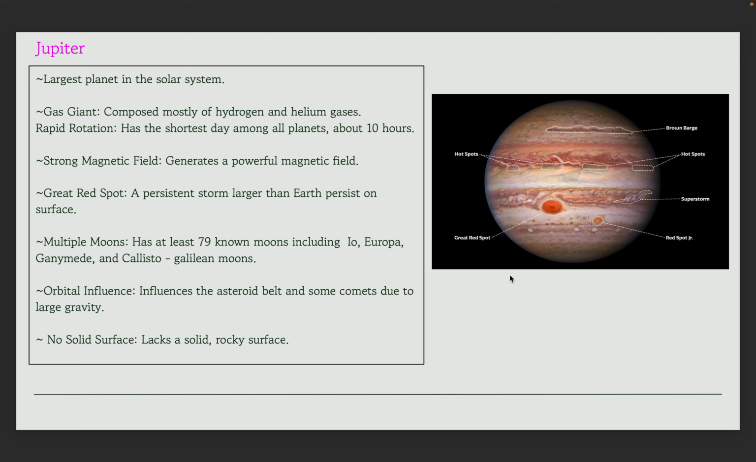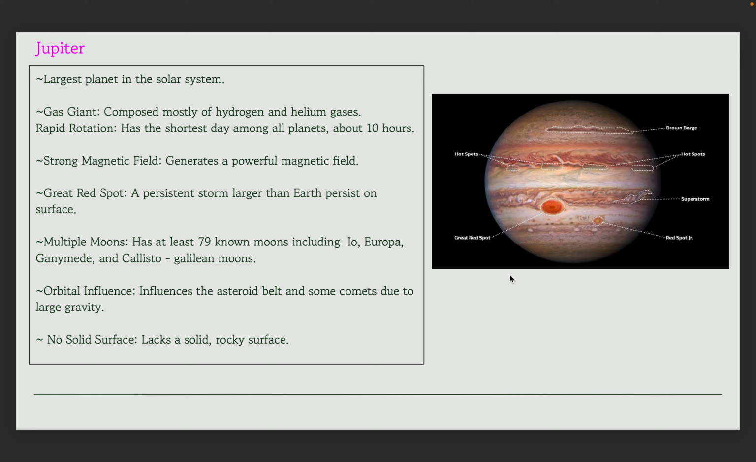Jupiter has a persistent storm that is larger than even the size of Earth, which is known as the Great Red Spot of Jupiter. Jupiter has 79 moons. Jupiter's moons include Io, Europa, Ganymede, and Callisto.